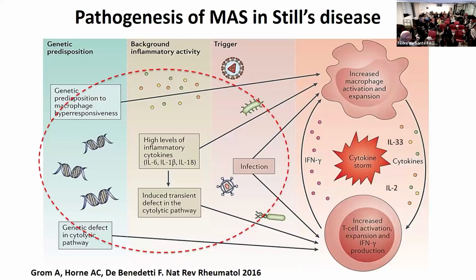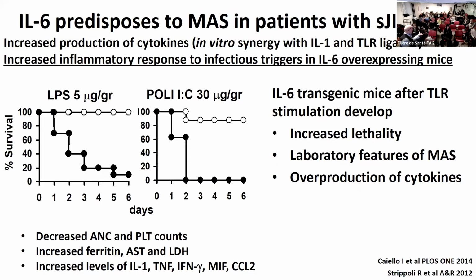Now, we already talked about IL-18. Another cytokine that really moves you into MAS is IL-6, which is a key cytokine. There are a couple of papers, which I'm not going through, showing that if you trigger IL-6 transgenic mice with LPS or poly-IC, mimicking a bacterial or viral infection, these mice develop MAS and they die.